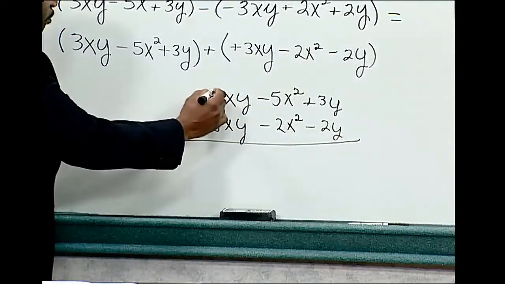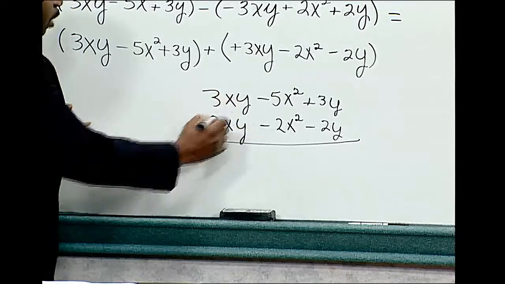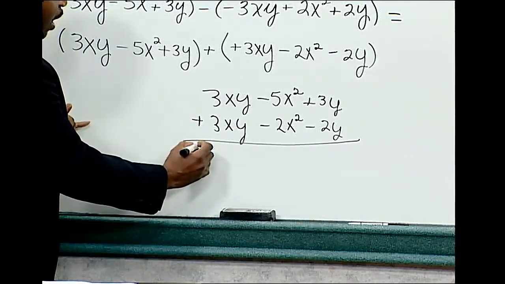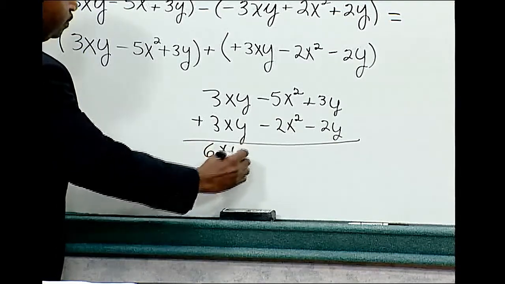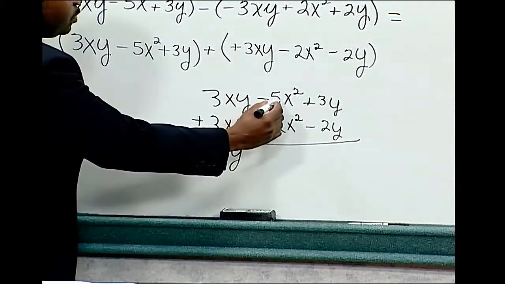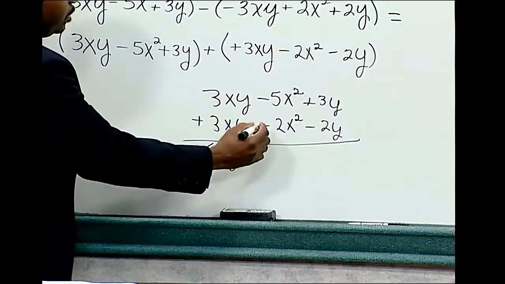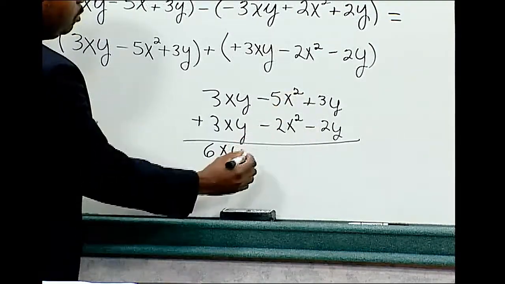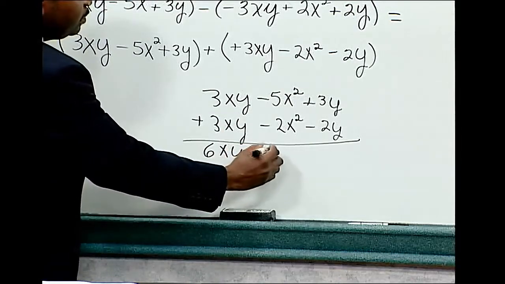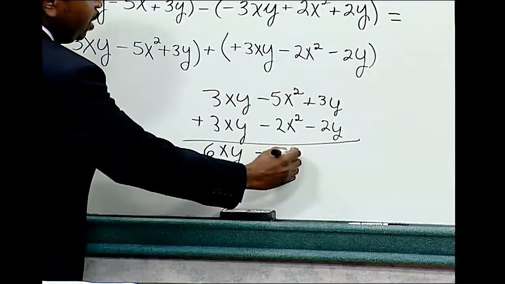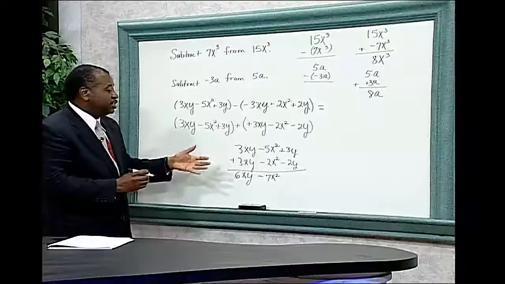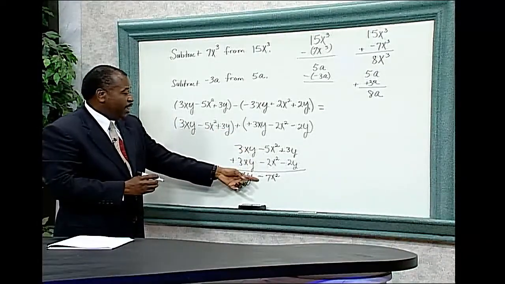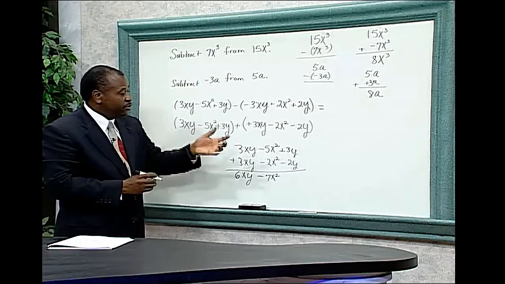Let's add. Positive 3xy and a positive 3xy is equal to a positive 6xy. Negative 5x to the second power plus a negative 2x to the second power is equal to a negative 7x to the second power. And remember the rules for signed numbers. When adding, if the signs are alike, you add. If the signs are different, you subtract.